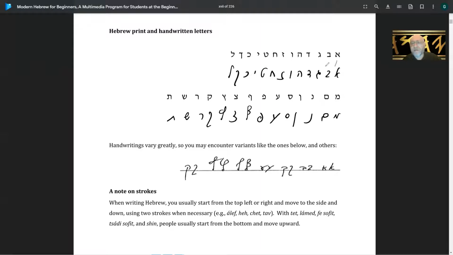Okay, so we've got Aleph, Bet, Gimel, Dalet, Hey, Vav, Zayin, Chet, Tet. Okay, Tet, Tet, Yod, Chaf, Lamed. Okay, let's see if we can figure this out now. Remember, that one is like a little pigtail. Comes that way, and this one comes this way.